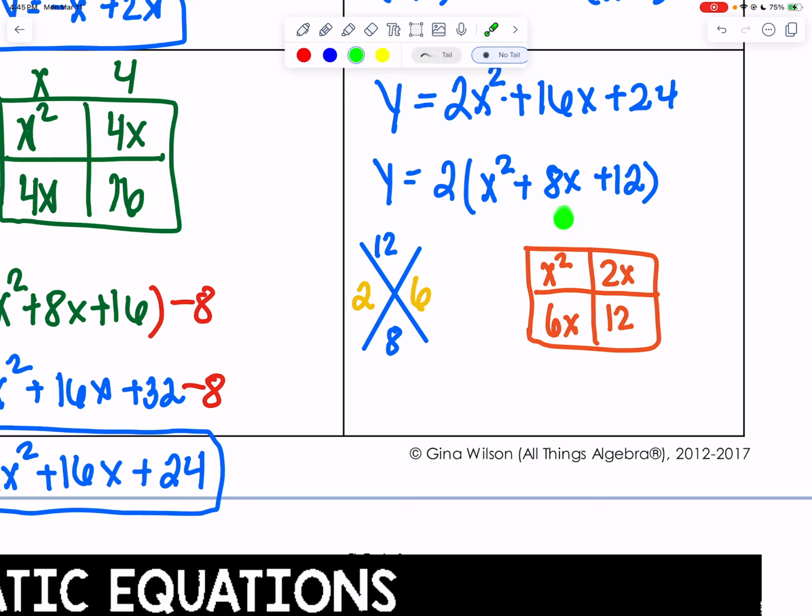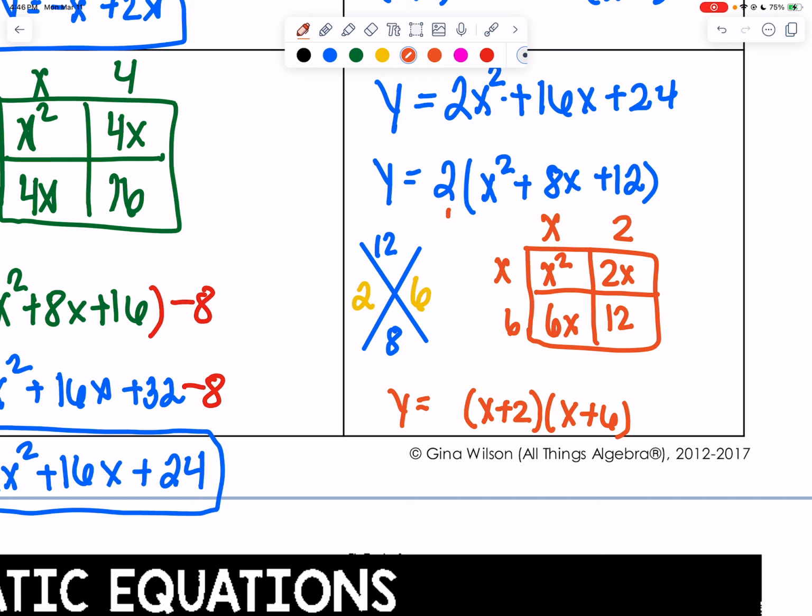The GCF of x squared and 6x is going to be x. The GCF of 2x and 12 is going to be 2. The GCF of x squared and 2x is also going to be x. And we also know that the GCF of 6x and 12 is going to be 6. So this tells me that I have my factored form of x plus 2, x plus 6. And don't forget about your original GCF of 2 right here.